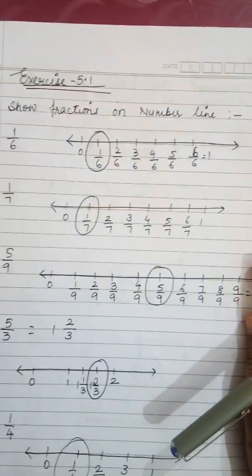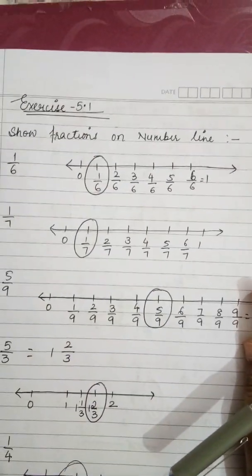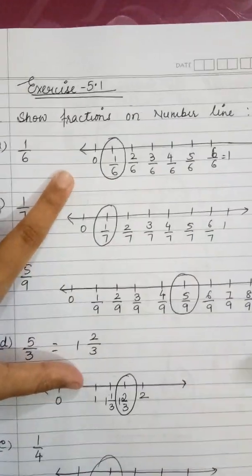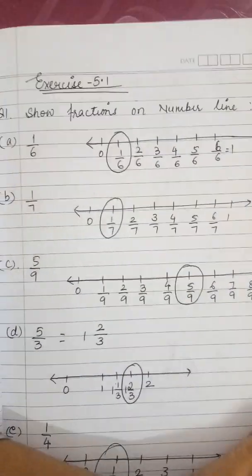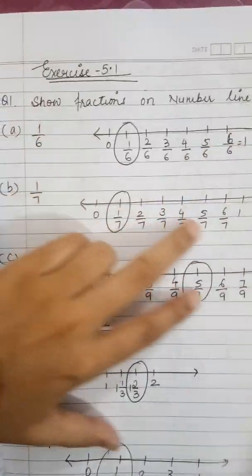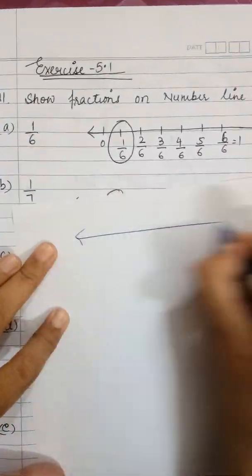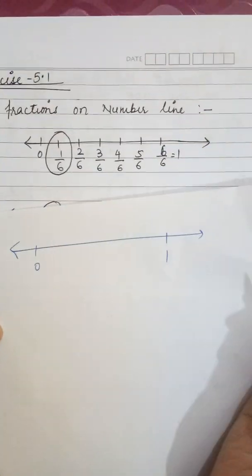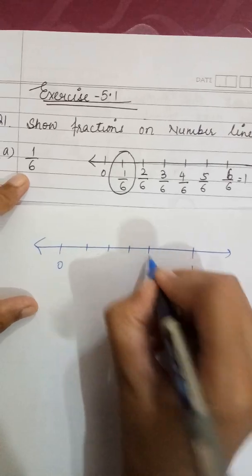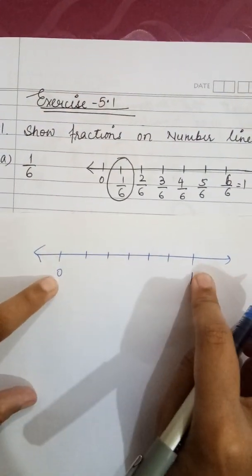In 5.1, again, the first question is you have to represent this on the number line. 1 upon 6 you can now represent, right? How are you going to represent 1 upon 6? Simply you can see that the numerator is less than the denominator, so you are going to take the numbers from 0 and 1. Now what is the denominator? 6. Divide this section into 6 parts.